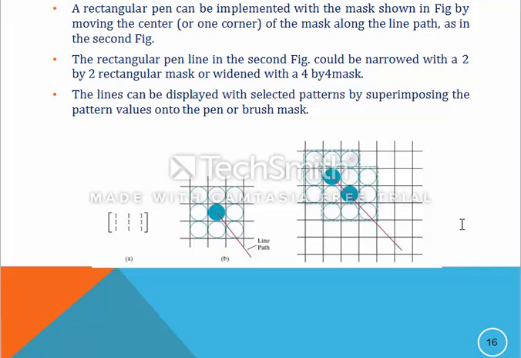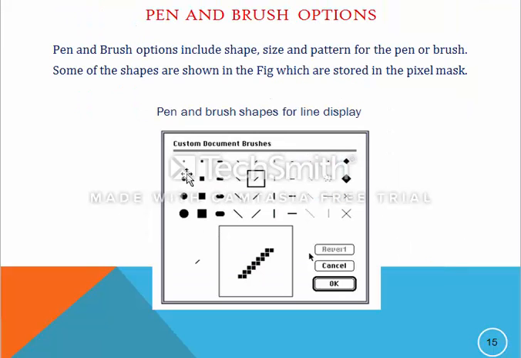The lines can be displayed with selected patterns by superimposing the pattern values onto the pen or brush mask. Like you can see here, the various options, the sizes, and the patterns are different. This is a certain pattern. These are the sizes of the pen or the brush which can be used to draw any line segments.